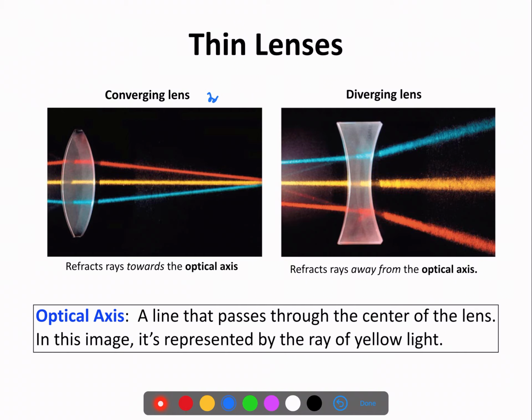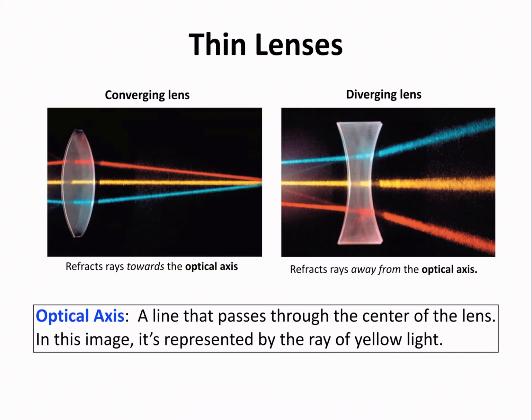The main thing about the converging lens is that the rays converge towards the optical axis, and the optical axis is just a line that passes through the center of the lens, and you use it as a reference. Here this yellow line represents the optical axis for both of these lenses. So a converging lens converges rays towards the optical axis, whereas a diverging lens refracts them away.